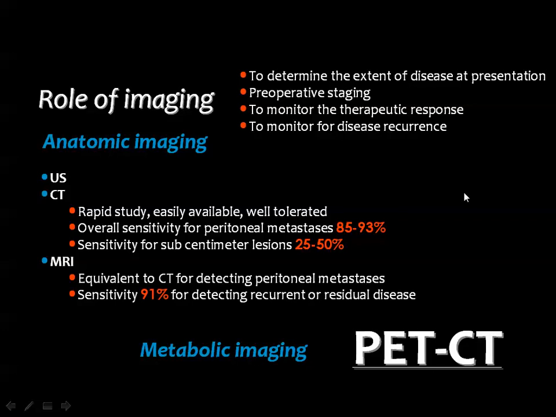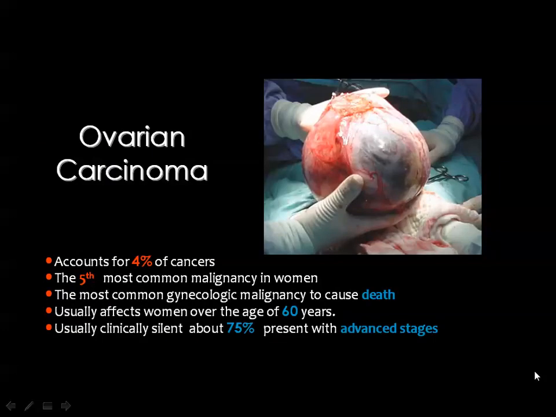disease recurrence. You all know the value of ultrasound in this domain, and also the CT is considered one of the rapid tools for evaluation. And according to the literature, the overall sensitivity is especially for the detection of peritoneal metastases in this range, and the sensitivity for smaller lesions will be much lesser. Then MRI is almost equal, and the only tool for metabolic activity or metabolic imaging is the PET CT.